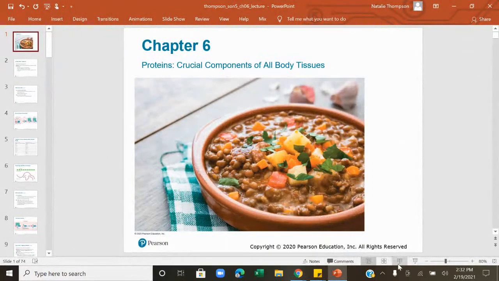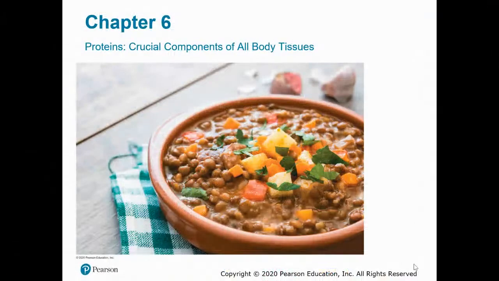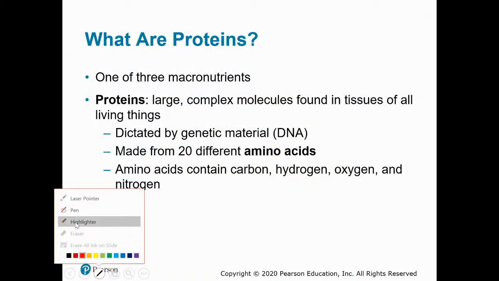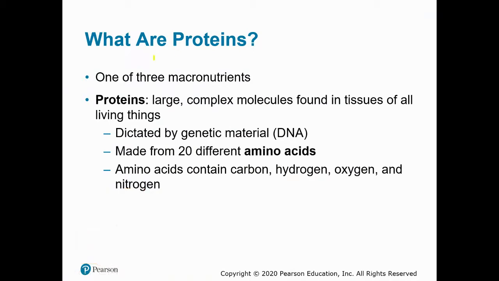So in chapter 6 we are talking about proteins. So this will be the third of our 3 macronutrients that we learn about. Alrighty. So proteins, again, we'll review some of the same things we've said before. So proteins are one of our 3 macronutrients.